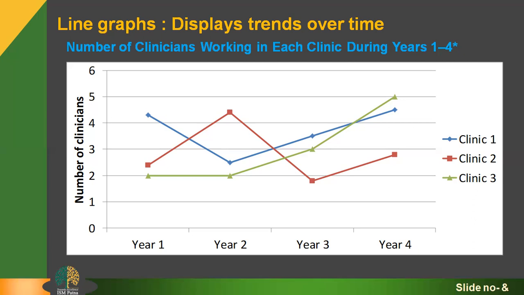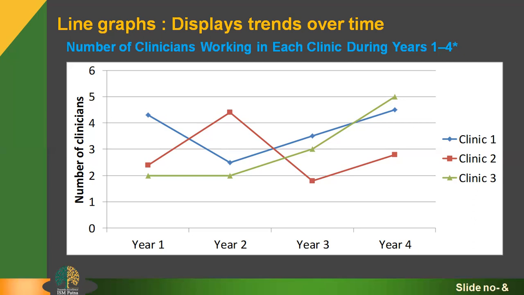Okay, fine. So the graph is mapped in such a way that in the first year, what is the situation of clinic 1? It shows that the number of clinicians in the first year is highest in clinic 1, then second highest in clinic 2, and the lowest in clinic 3. Then in the second year the scenario has changed. Now the highest number of clinicians are working in clinic 2, then second highest is clinic 1, and clinic 3 is still at the lowest level.